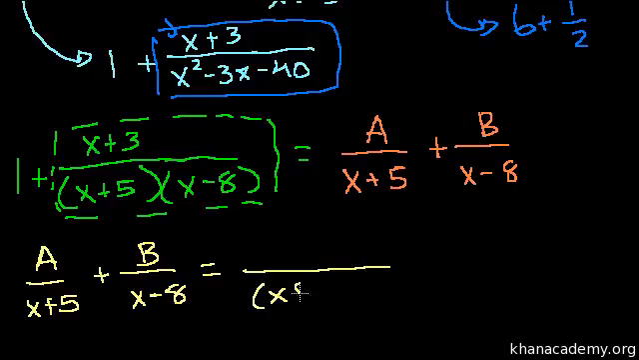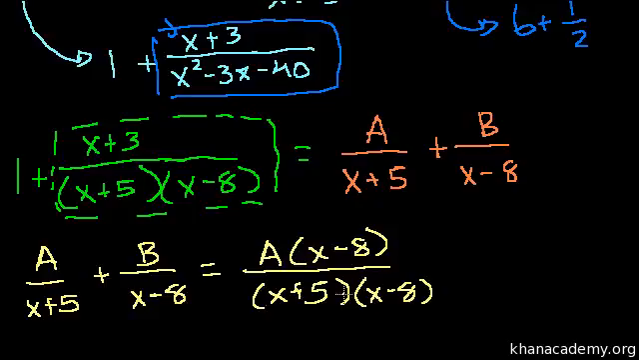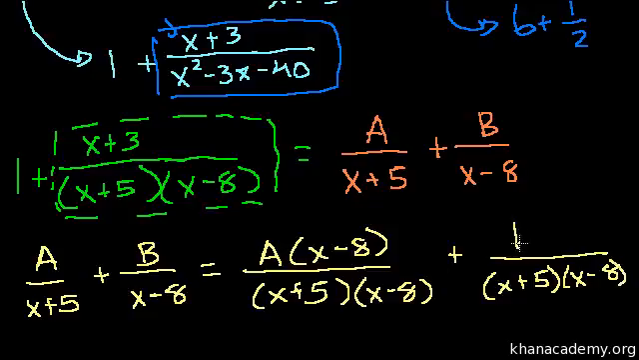It's equal to x plus 5 times x minus 8. And then the a term, a over x plus 5 is the same thing as a times x minus 8 over this whole thing, right? If I just wrote this right here and you canceled these two terms out, you would get a over x plus 5. And then you could add that to get the common denominator, x plus 5 times x minus 8. And it would be b times x plus 5.